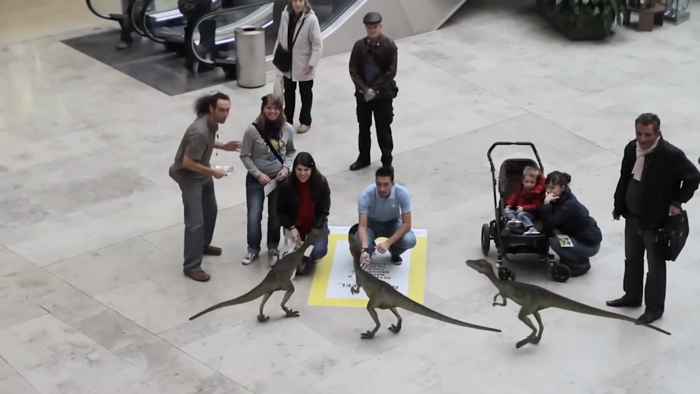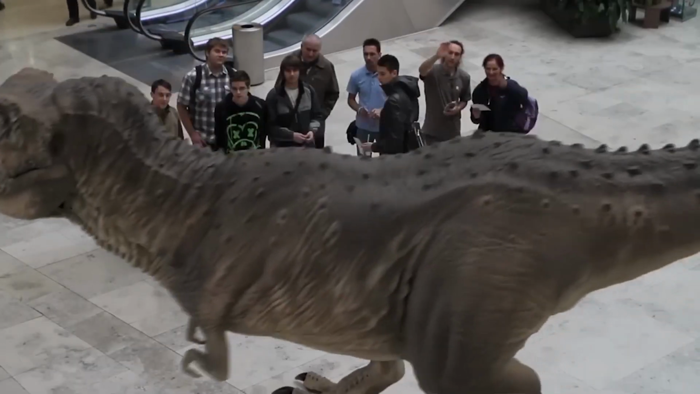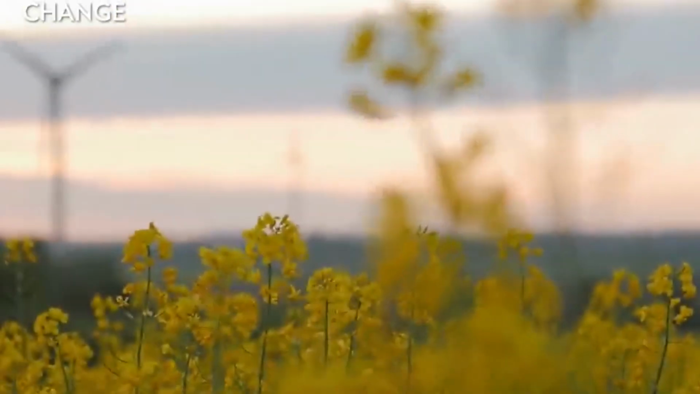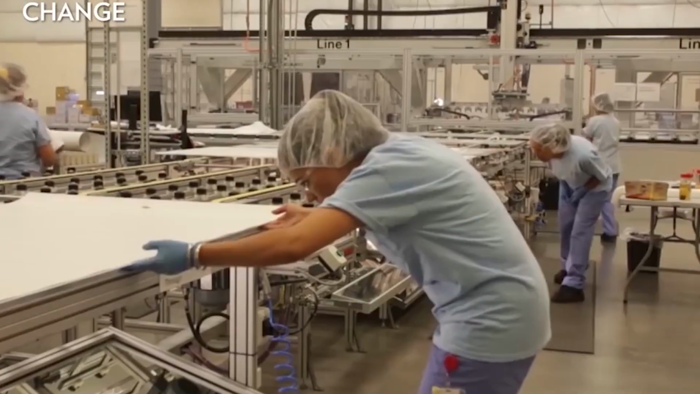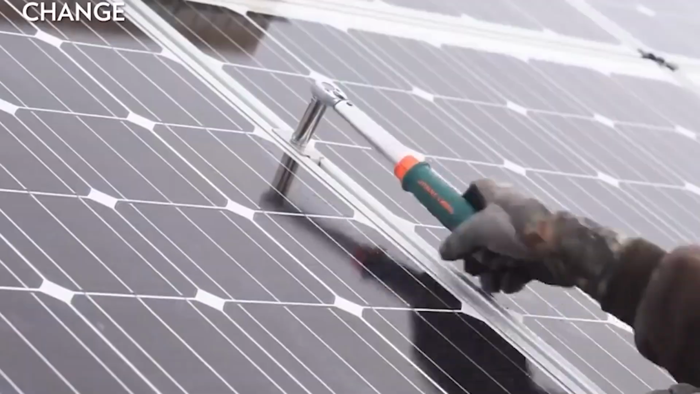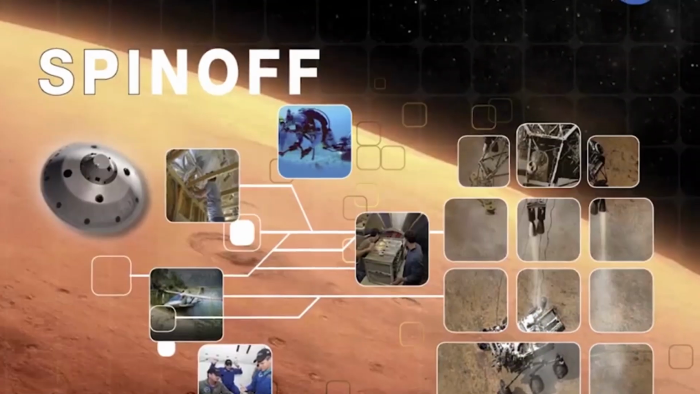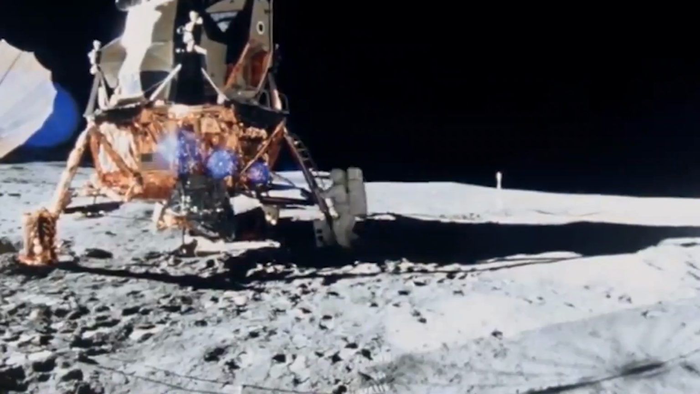Augmented reality is the overlaying of digital information onto the real world, enhancing the user's perception and interaction. Renewable energy, the exploration and implementation of sustainable energy sources, such as solar, wind, and hydroelectric power. Space exploration, the investigation and exploration of celestial bodies in outer space through manned and unmanned missions.